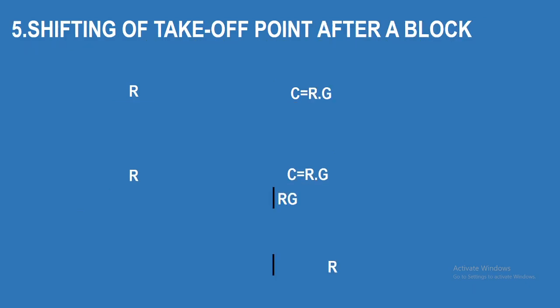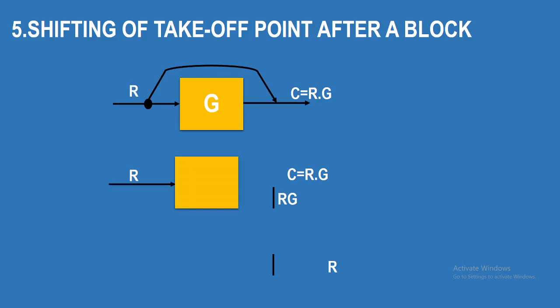Let us see another rule: shifting of takeoff point after a block. Whenever the takeoff point is here, I am going to shift this takeoff point to after the block. What changes can you expect? Let us see what the takeoff point output is here. The takeoff point output is only R, is it right? That means this R should stay the same even after shifting the takeoff point.